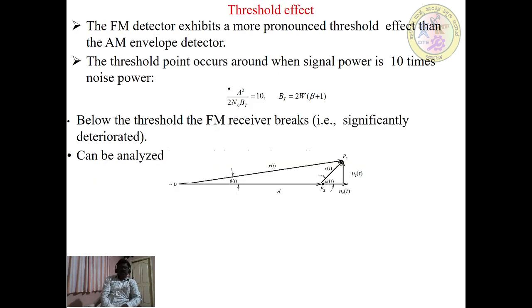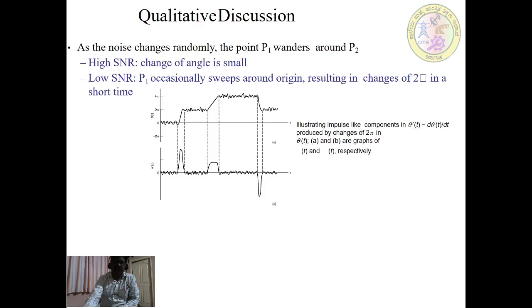The threshold effect: the FM detector exhibits a more pronounced threshold effect than an AM envelope detector. The threshold point occurs when signal power is 10 times noise power. You can see there is an expression shown here which we have discussed earlier also. Below the threshold, the FM receiver breaks and performance significantly deteriorates, which we have discussed earlier.